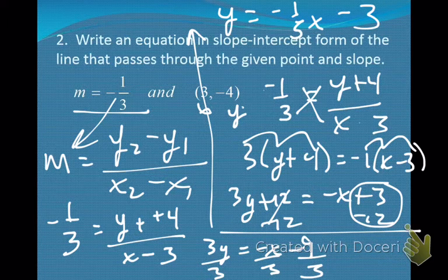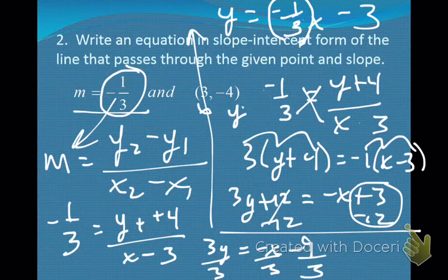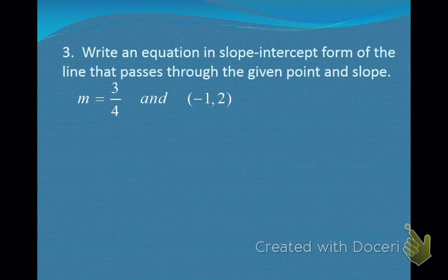Now when you're finished writing the equation, your slope should be the same as the slope that was given. And in this equation it is. So we're probably on the right track here. We're on the right path. So try this guy on your own. Stop the video, give it a shot, and then start it again and see how you did.